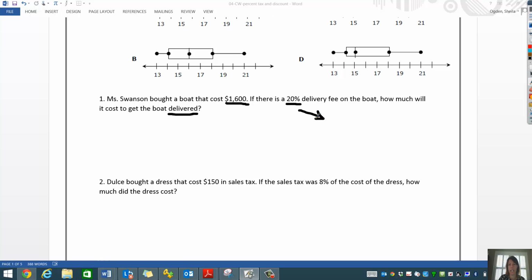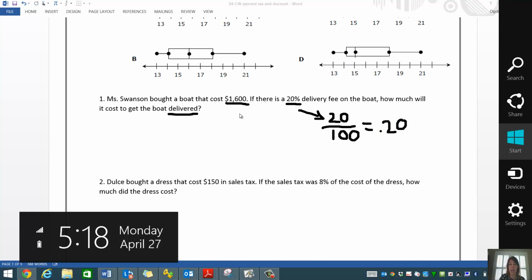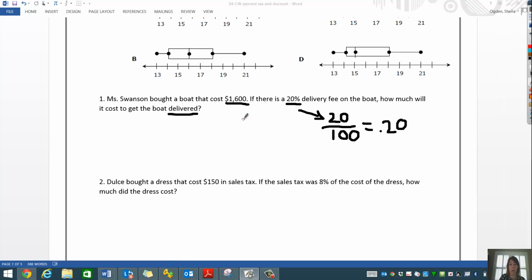Well, the trick here is that 20% is just 20 out of 100. As a percent, it doesn't really help me, but as a fraction, I can see it's 20 out of 100, or 20 hundredths, 0.2. If I want to find 20% of 1,600, I can actually just multiply 1,600 times 2 tenths. I can drop the 0 because it's just extra.